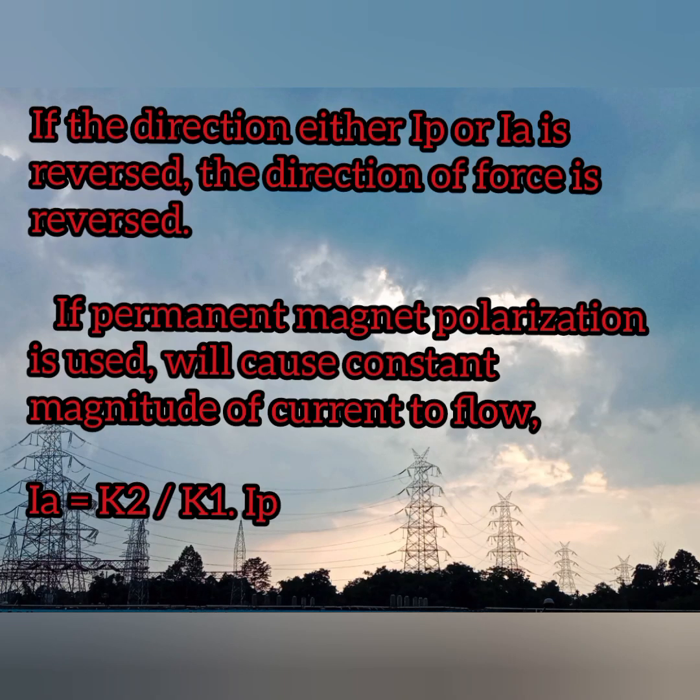So from the overall formula, we come to know that if the direction of either IP or IA is reversed, then the direction of force will also be reversed. If permanent magnet polarization is used, it will cause a constant magnitude of current to flow, which means IA is equal to K2 divided by K1 into IP.